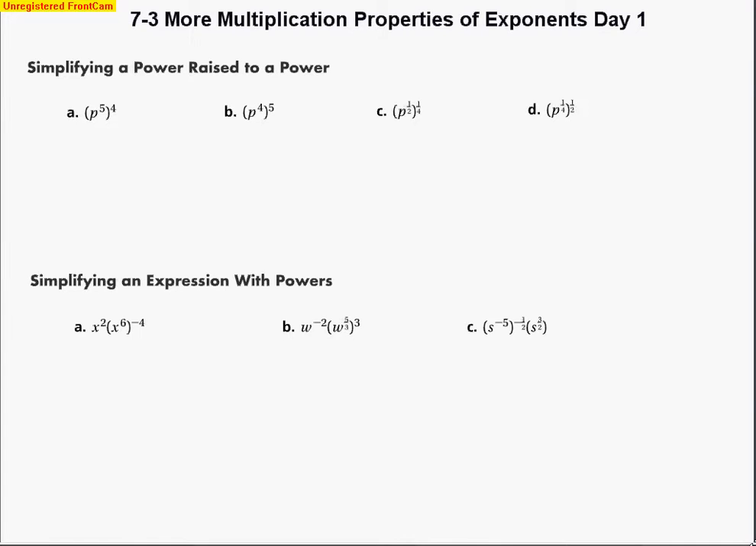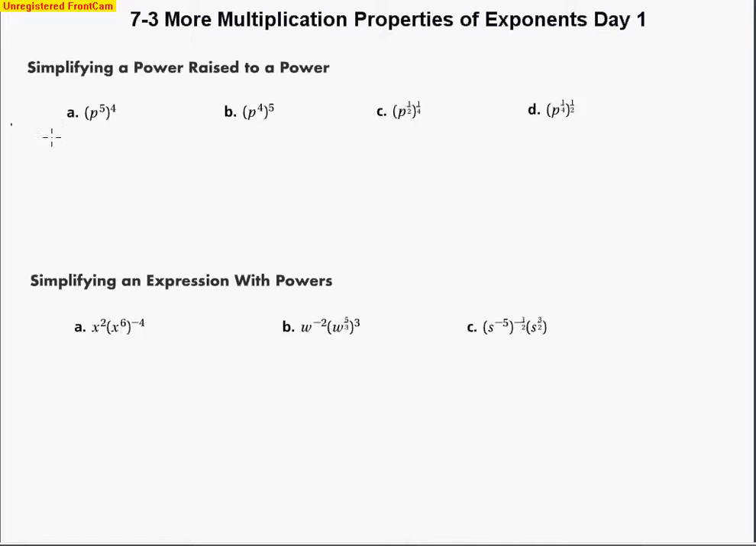This is a lesson for Chapter 7, Section 3, more multiplication properties of exponents, day number 1. So the first problem says to simplify a power raised to a power. Let's take a look at an example here. P to the 5th, all raised to the 4th.